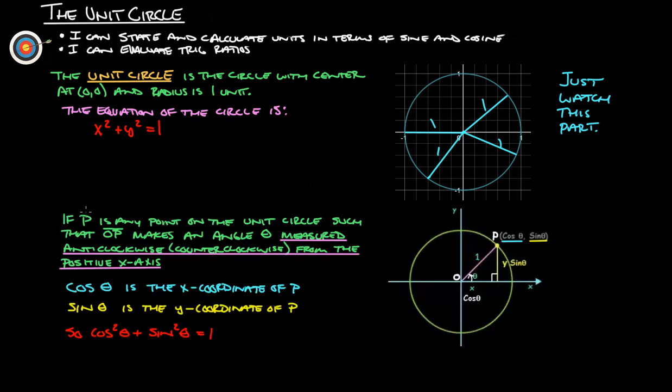The equation of this circle is x squared plus y squared equals 1. Again, no need to write this down. Just watch and try to understand. If point P, this yellow point right here, is any point on the unit circle such that OP makes an angle theta, measured anti-clockwise, otherwise known as counterclockwise, from the positive x-axis, then the x-coordinate is going to be cosine of theta, and the y-coordinate is going to be sine of theta.